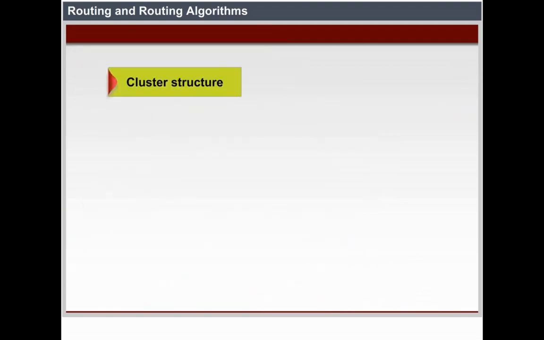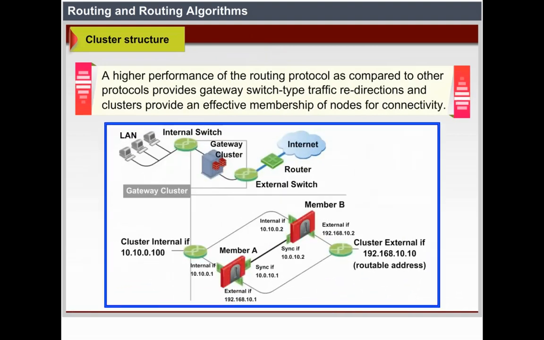Cluster structure gives a higher performance of the routing protocol as compared to other protocols because it provides gateway switch type traffic redirections, and clusters provide an effective membership of nodes for connectivity.